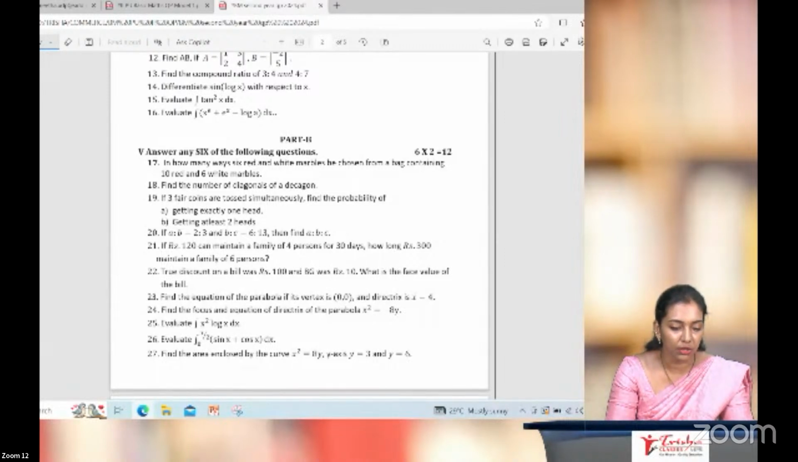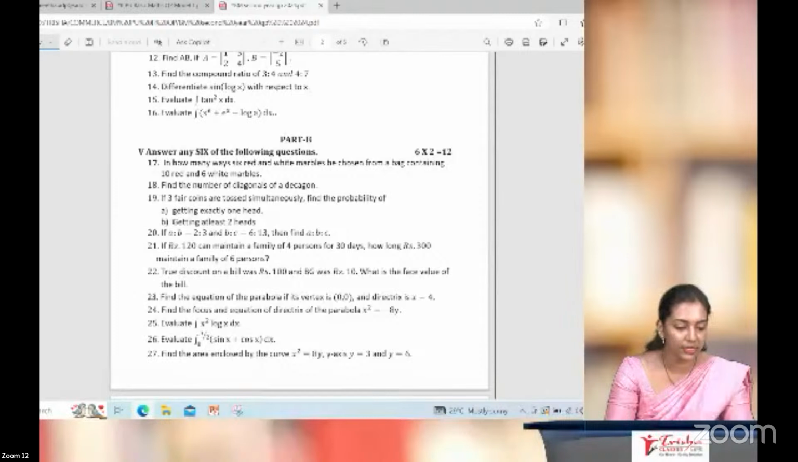So parabola: finding the vertex, or finding the equation of the parabola, given the focus or any data, you need to find the equation of the parabola. Here, find the focus. Next, the 24th question: find the focus and the equation of the directrix. So similar. Probability, you have 2 questions under part B. So you cannot just ignore the concept. Probability, ratio and proportion, permutation combination: all these concepts you have to be thorough with to answer the part B questions.